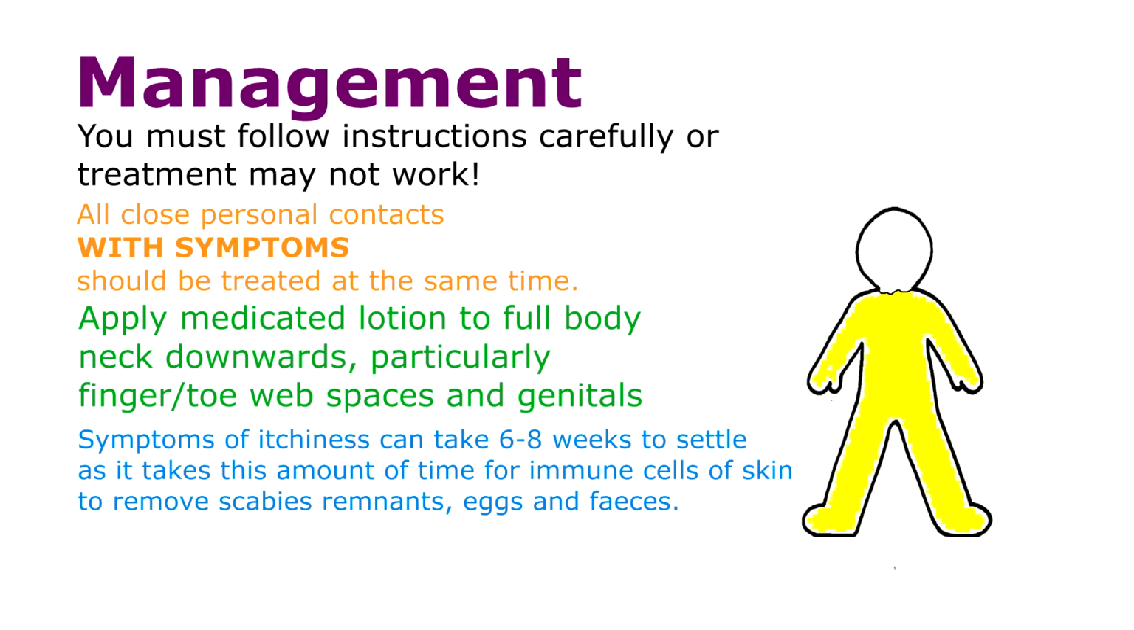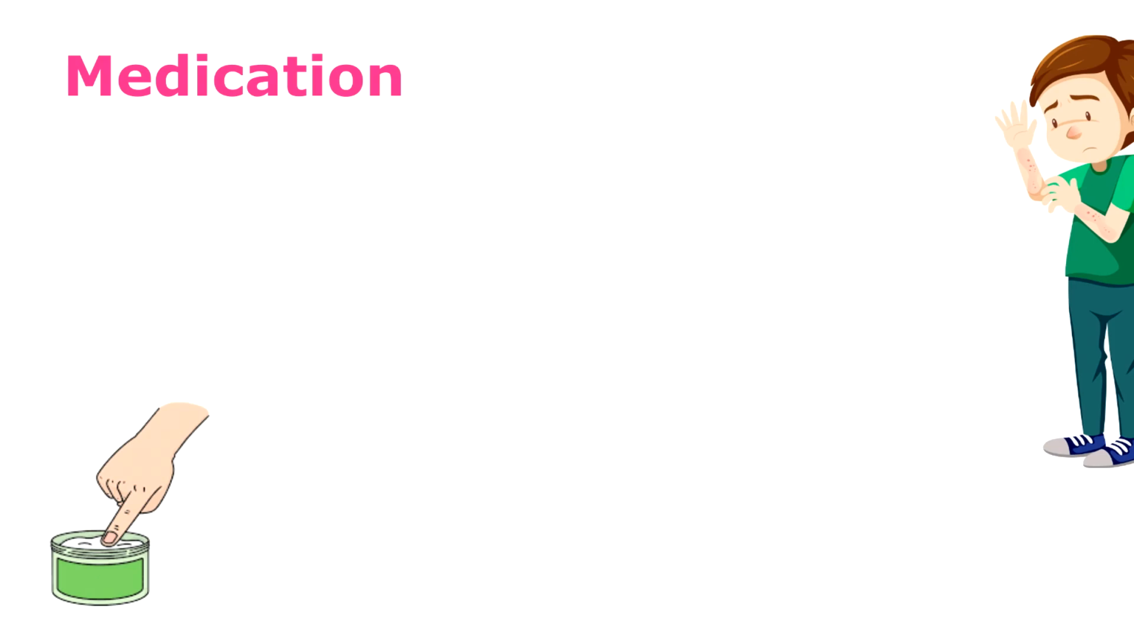It's important to note that the symptoms of itchy skin may take up to 6 to 8 weeks to settle because it takes this amount of time for the immune system to remove the parasites, eggs and feces from the skin cells. There's a few different types of medications used.